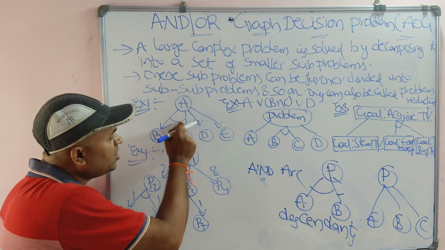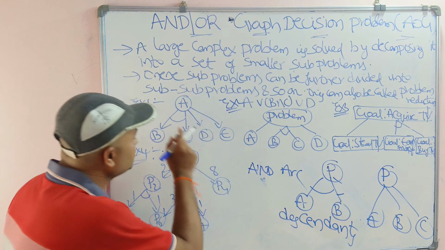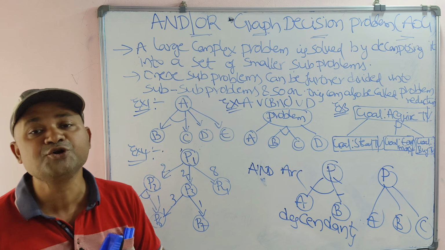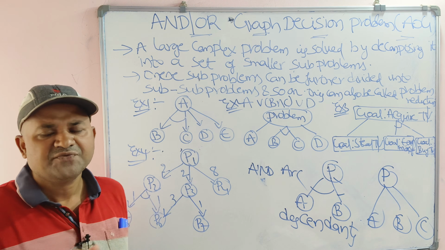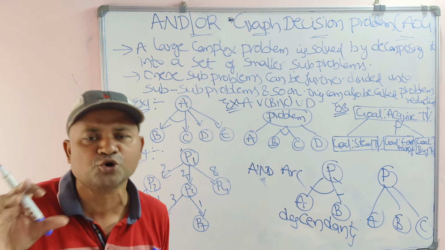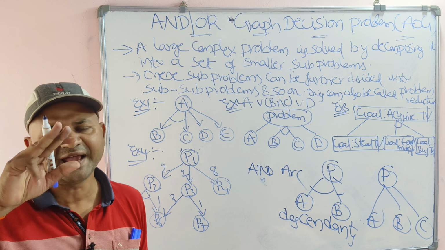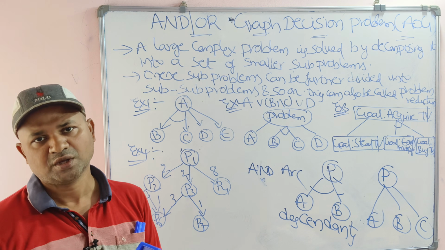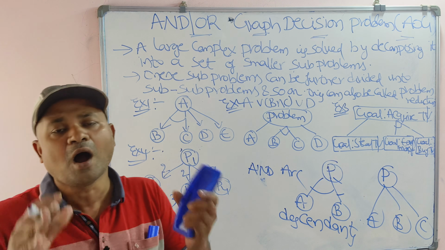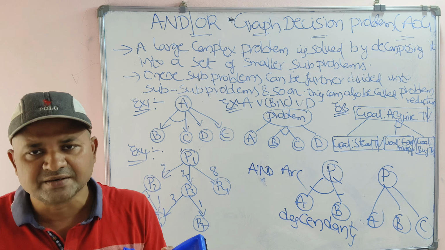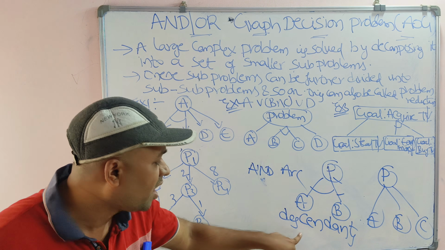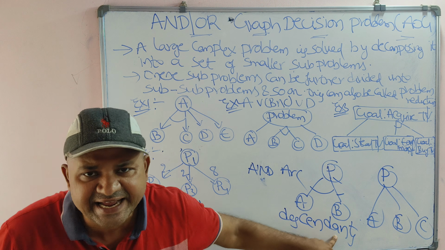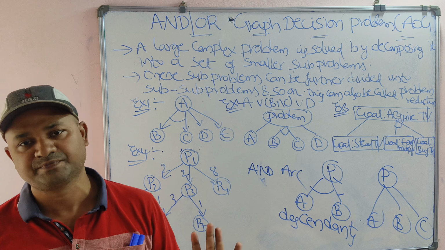Here our target is to solve the problem A. This arc is called an AND arc. So AND arc means AND node. Here the AND means we have to solve both the nodes. So here we have AND node and OR node. AND node means all its children must be solved. AND node means all its descendants must be solved.